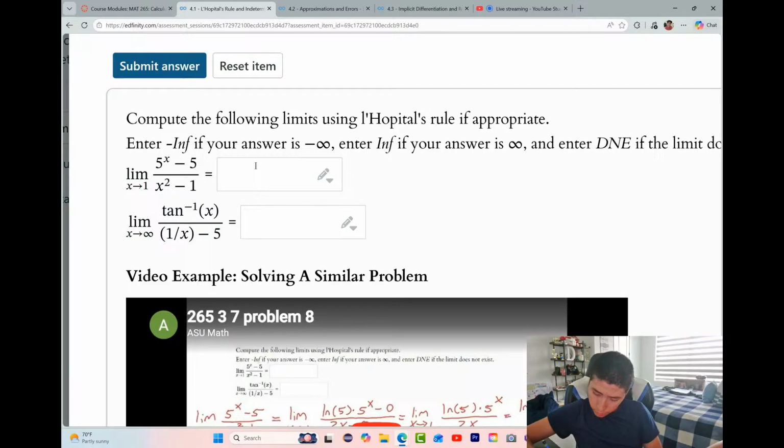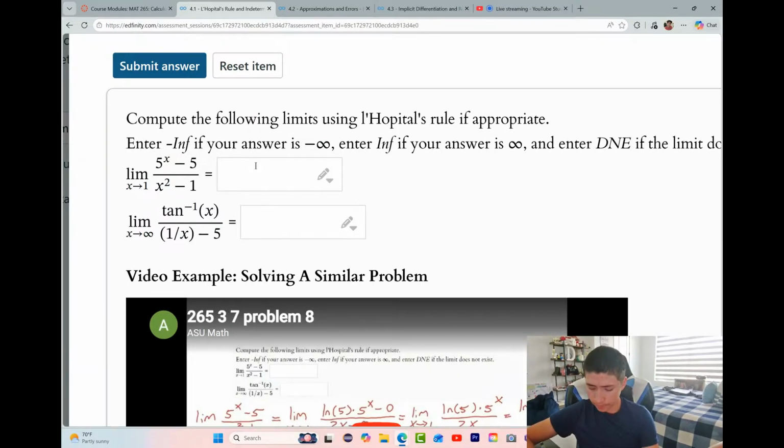So we have the limit as x tends to 1 of (5 to the power of x minus 5) over (x squared minus 1). Let's just check real quickly if we get an indeterminate form. We get 5 minus 5, so 0 in the numerator, over 1 squared minus 1, that's 0. That's an indeterminate form for sure.